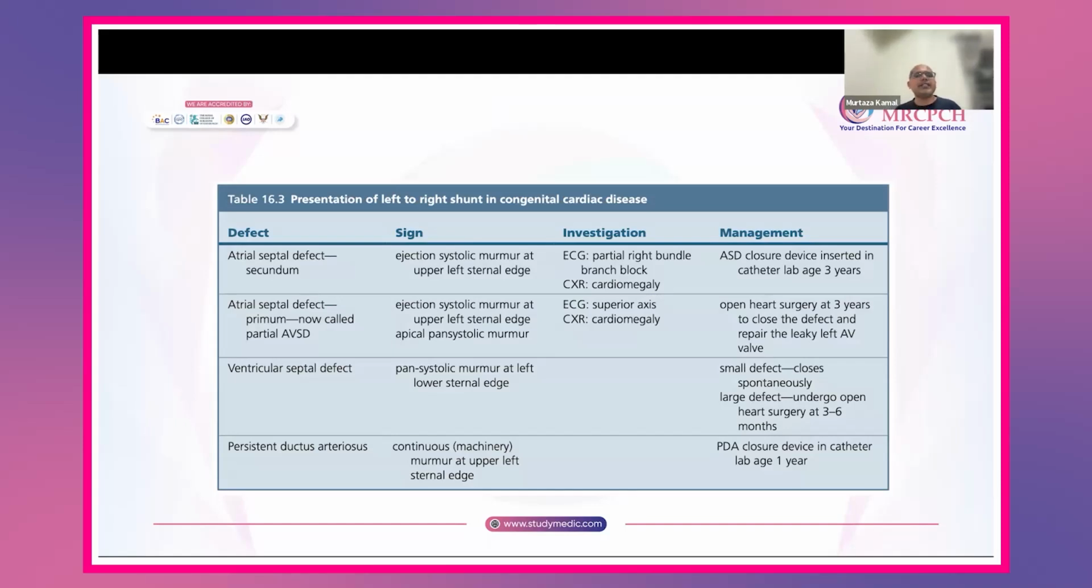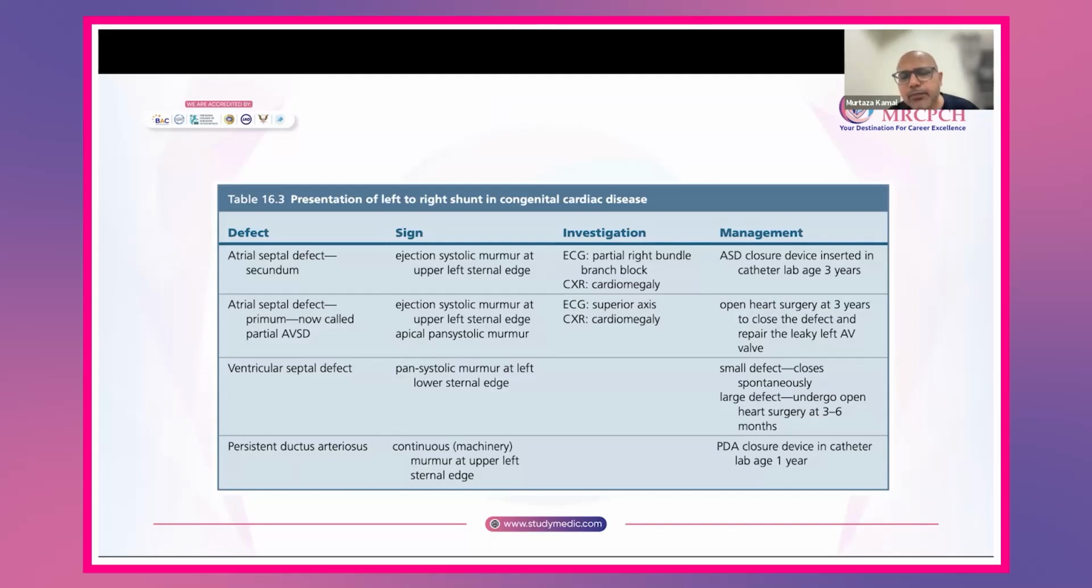Like the atrial septal defect. Normally the atrial septal defect does not produce a murmur due to the shunt itself, but due to the excess flow, they can have some ejection systolic murmur across the pulmonary valve area. So they can have a soft ejection systolic murmur in the pulmonary region, which is the left upper sternal border. In the ECG, what do you get? You get partial right bundle branch block in V1, an RSR' pattern. We all know that. And the X-ray shows cardiomegaly.